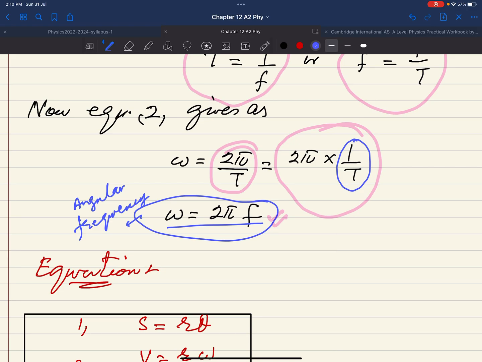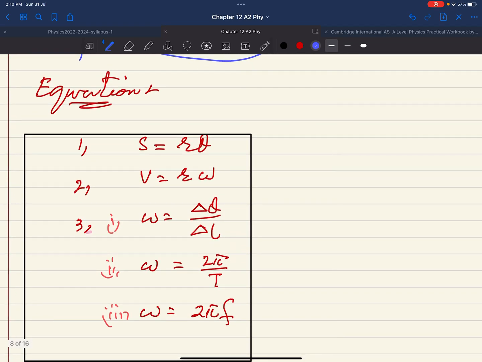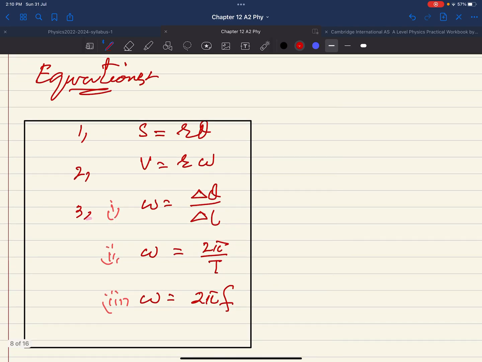So how we can use this? Omega is equal to 2 pi f. Here you have the summary of the equations that we have used in this discussion and the previous one. First equation is s is equal to r theta, which is giving us the relation between linear and angular displacements. Then we have the second equation, where we discussed your linear velocity and your angular velocity, and the relation between these two is v is equal to r omega.